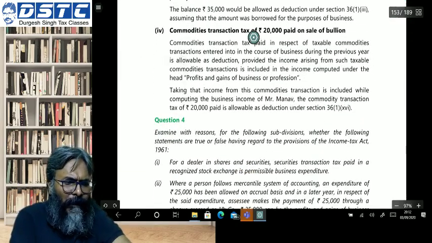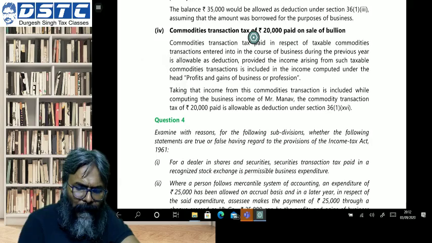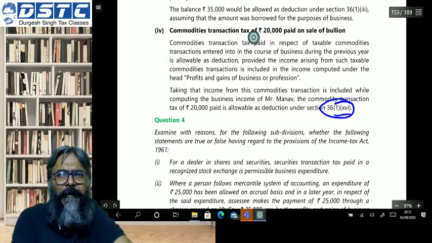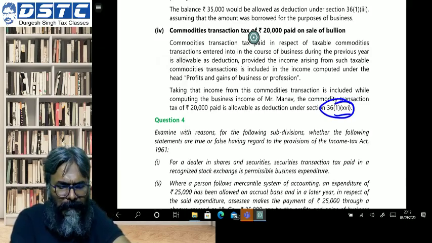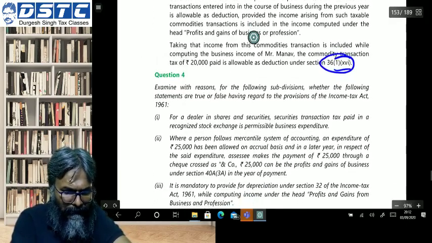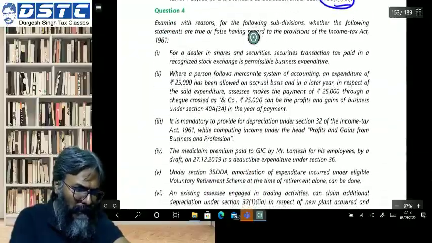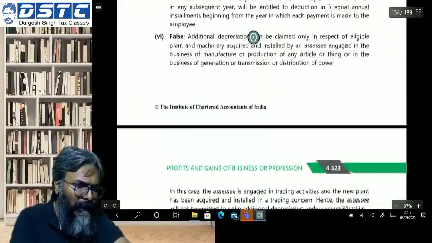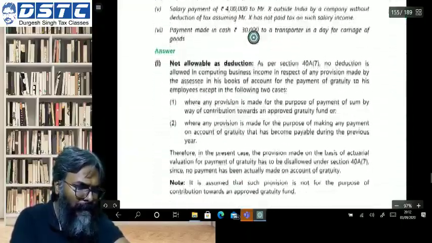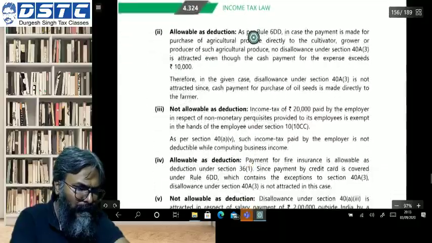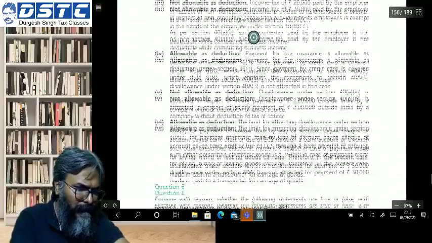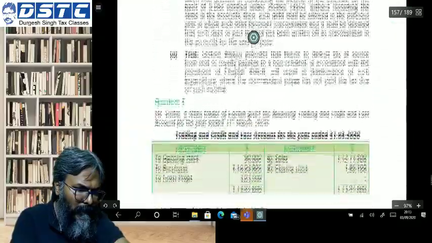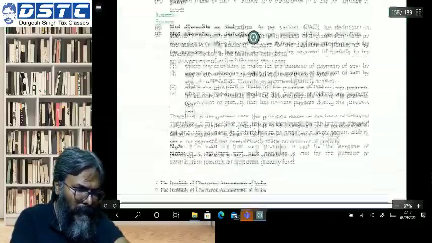So students, this is how we have done. As I told you, students, you don't have to remember the clause numbers and all. Just 36(1) will be sufficient enough. You don't have to learn by heart all these clause numbers. Fine. Coming to question number 4, students. Let's quickly run through question number 4.